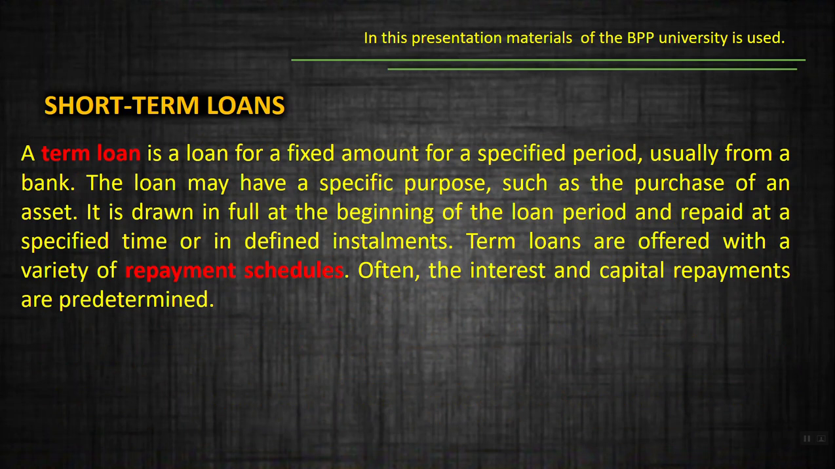Short-term loans, the second part of this. A term loan is a loan for a fixed amount for a specified period, usually from a bank. The loan may have a specific purpose, such as the purchase of an asset. It's drawn in full at the beginning of the loan period and repaid at a specified time or in defined installments. Term loans are offered with a variety of repayment schedules. Often the interest and capital repayments are predetermined.